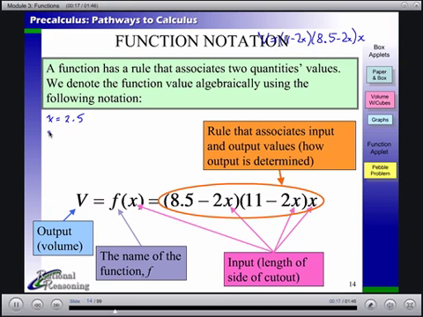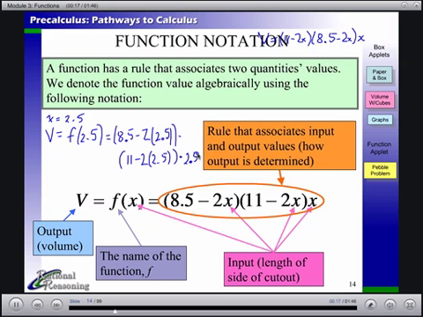They just put height front. So how do we represent a volume when the cutout length is 2.5? We could write volume equals f of 2.5, and then we could put that into the rule, and it would be 8.5 minus 2 times 2.5 times 11 minus 2 times 2.5. I wrote down 2.5. So what would it be if it were 1.5? I think you can do it, right?